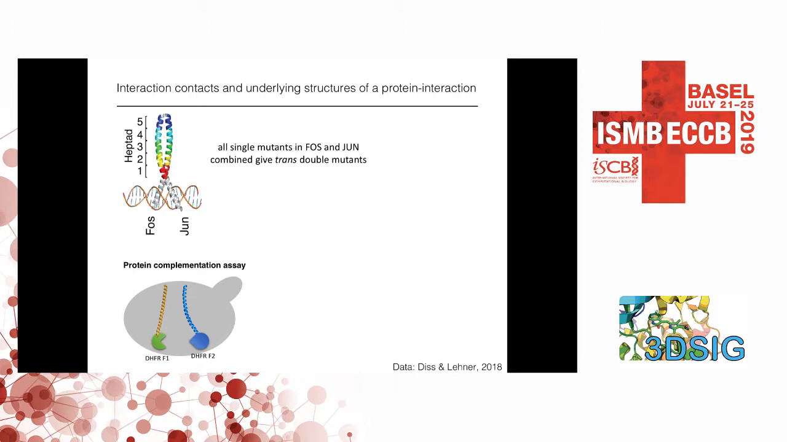The first one is protein-protein interactions. Right, so this is an interaction between the proto-oncogenes FOS and JUN, a leucine zipper. And here we're looking at double mutants in trans.